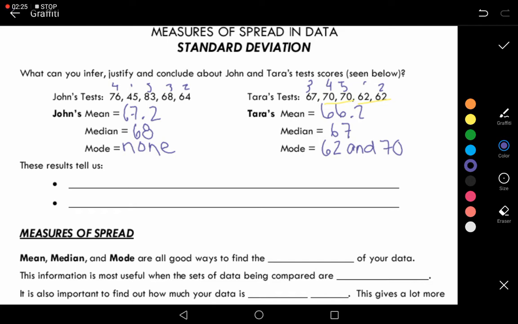Okay, so we know how to calculate all of these from the last note, but what do these results actually tell us? So what they're telling us is that John has a higher average, right? His mean, 67.2, is higher than 66.2. So that's the first thing it tells us. So John has a higher average.